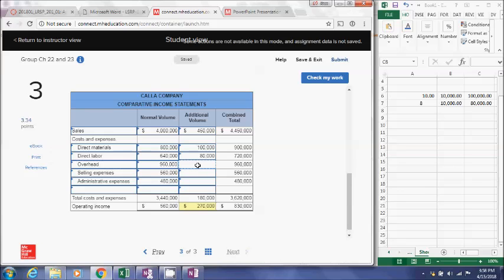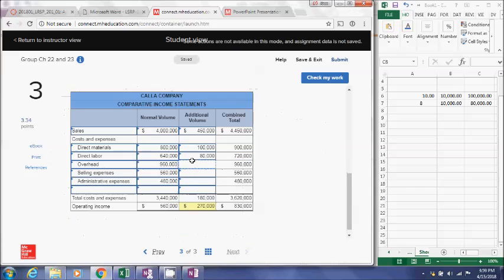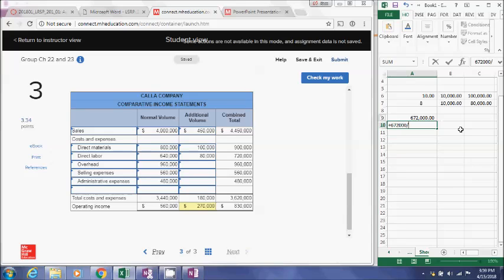Okay, what about overhead though? What did they say about overhead? It says here 30% of overhead is fixed, which means 70% is variable. Okay, 70% of this number is variable. So plus 960,000 times 0.7, that's variable. So $672,000 is the variable piece. And again, we're going to go ahead and divide that out by 80,000. So plus 672,000 divided by 80,000 units.